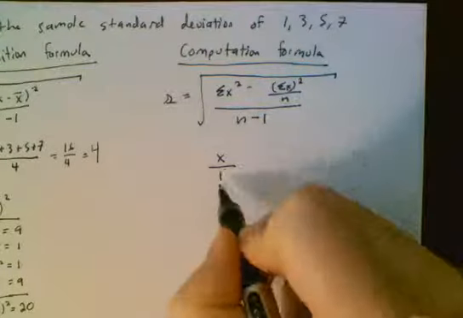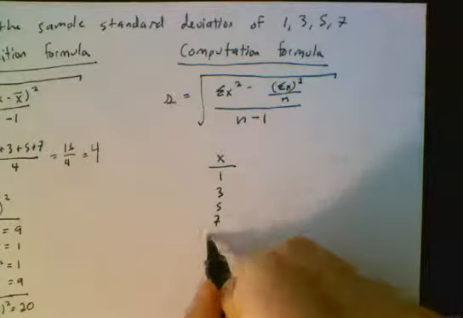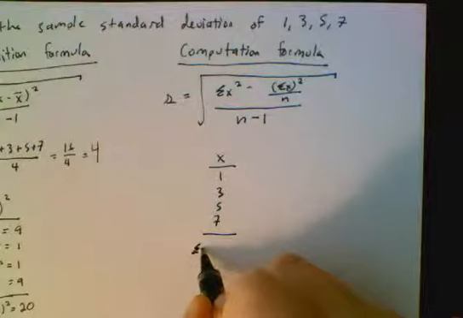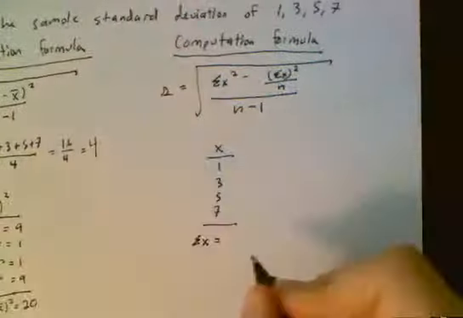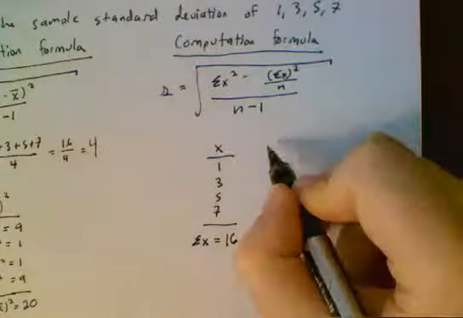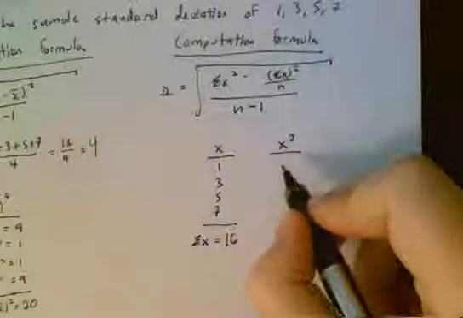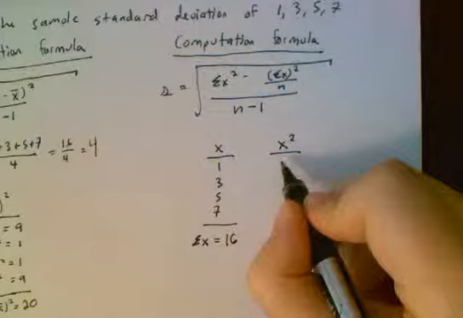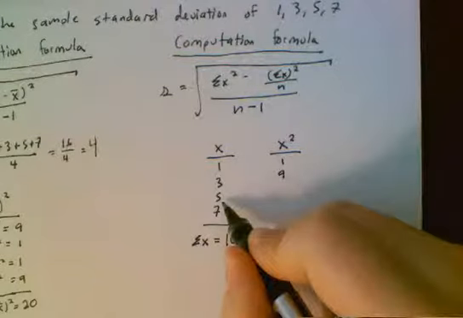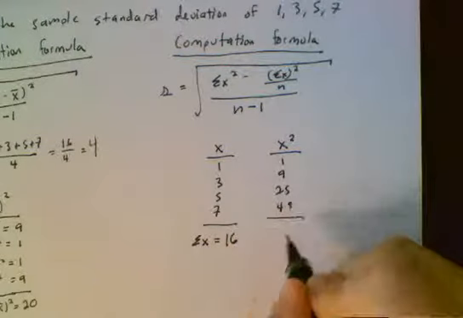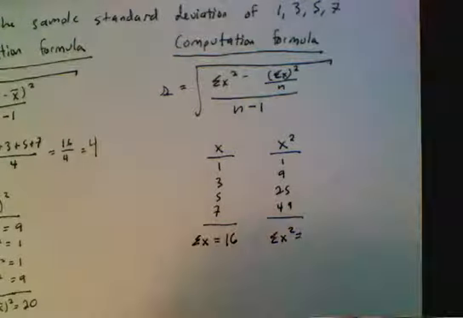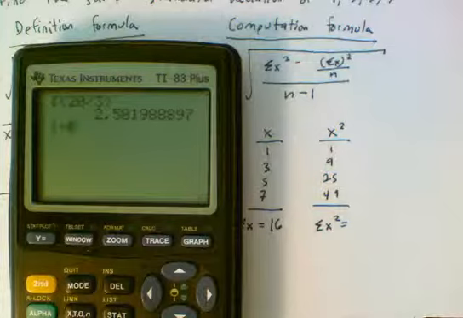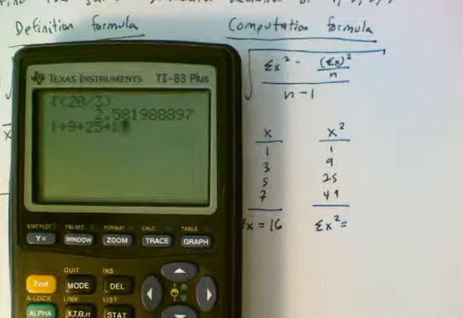So first let's list out our x's, 1, 3, 5, 7. Add them up, that gives us the sum of x. Notice we did this right over here already. It is 16. X squared, 1 squared is 1, 3 squared is 9, 5 squared, 25, 7 squared, 49. Sum of x squared, if we just go to our calculator and add those all up, 1 plus 9 plus 25 plus 49, 84.